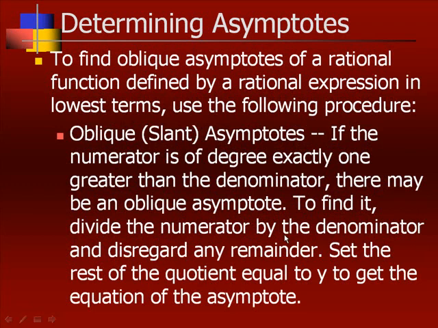To find oblique asymptotes of a rational function defined by a rational expression in lowest terms, use the following procedure. If the numerator is of degree exactly 1 greater than the denominator, there may be an oblique asymptote. To find it, divide the numerator by the denominator, disregard any remainder, and set the rest of the quotient equal to y to get the equation of the asymptote. And that probably doesn't make a lot of sense right now, but we'll do an example to show you what they're talking about.